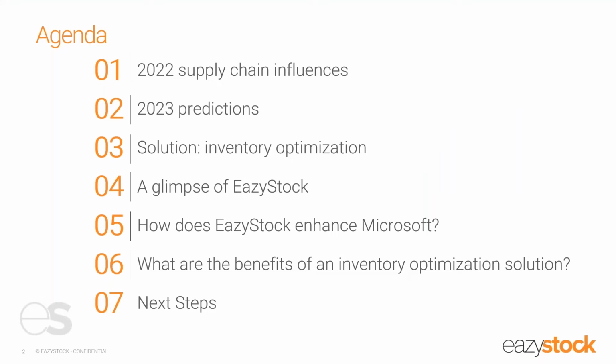Some things we were going to go over: some of the 2022 supply chain influences. We'll look over some predictions we see here for 2023, talk a little bit about how inventory optimization can be a part of the solution to the challenges we are going to be facing the upcoming year, take a little look at Easy Stock itself, and how we enhance Microsoft products, and then what benefits you would receive from an inventory optimization solution.